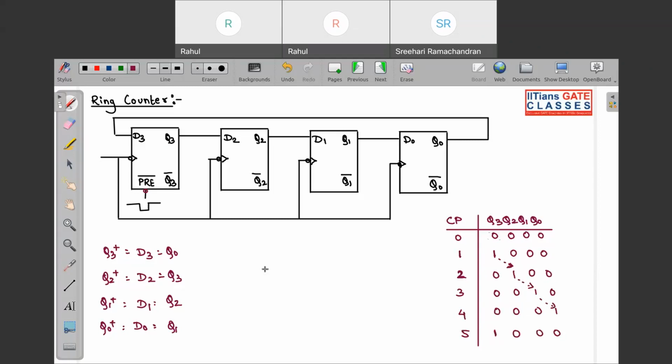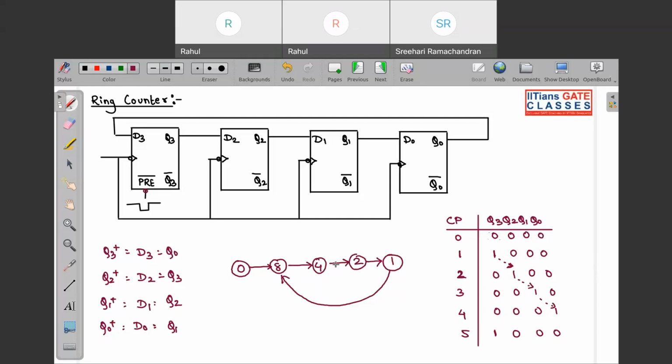So you can see you started from 1, 0, 0, 0, which means you are at 8. Then 0, 1, 0, 0 means you are at 4. Then 2, then 1, and again you are going back to 8. So this is your simple ring counter.